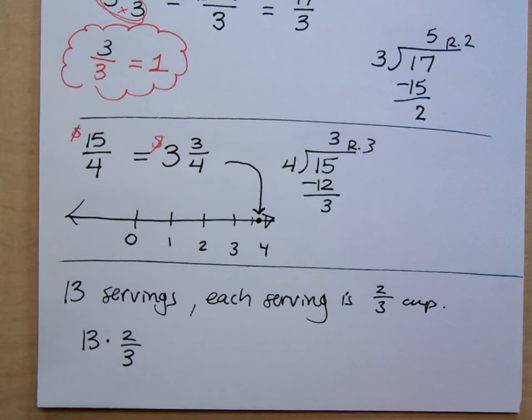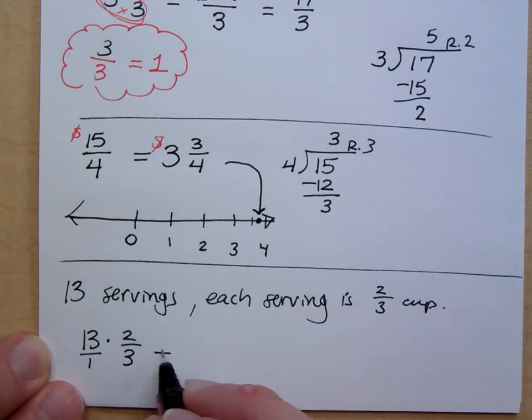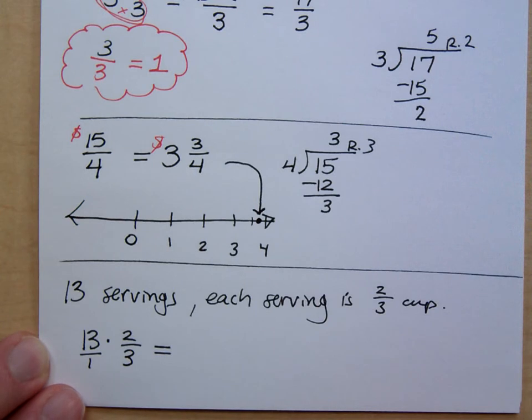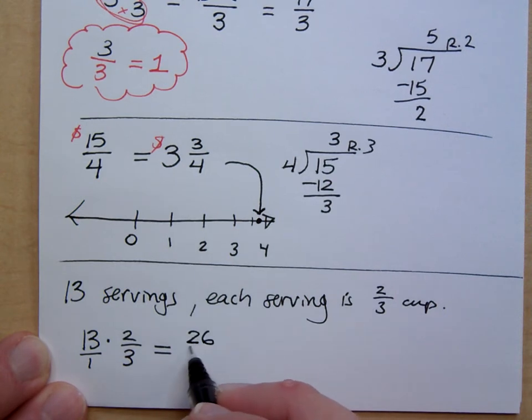Now this is multiplication, right? Are they right next to each other with no symbol indicated? No. Multiplication is indicated here. This means multiplication. So that means I have to do multiplication here. So that's 13 over 1 times 2 over 3. And when you multiply, how do you multiply? Straight across, and what do you get? I get 26 over 3.